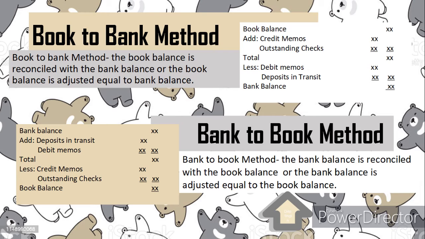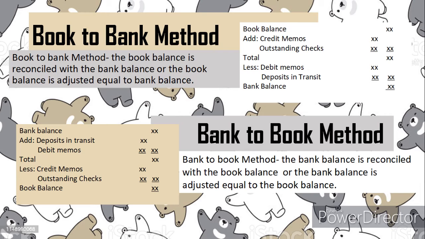Bank to book method. The bank balance is reconciled with the book balance, or the bank balance is adjusted to equal the book balance. Ang cash balance per bank ay dapat tugma sa cash balance per book. Para mangyari yon o maging tugma ang balances nila, kailangan mong gumawa ng adjustments. Kailangan mong i-recognize o i-record na yung mga naka-record na sa book ni depositor. Tapos kung may mga bank errors, kasama na rin yun. After that, dapat equal ang balances nila.